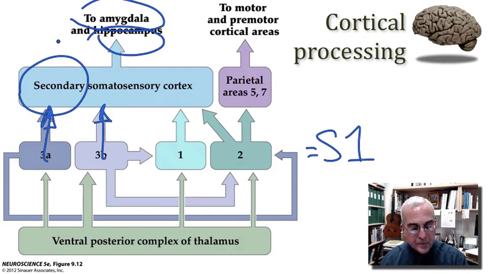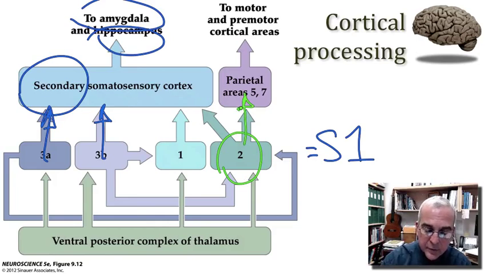Areas 1 and 2 likewise project into our secondary somatic sensory cortex, but area 2 in particular, the one concerned with more complex geometrical aspects of somatic sensation, projects into parts of the parietal lobe that sit just posterior to it in the superior parietal lobule.